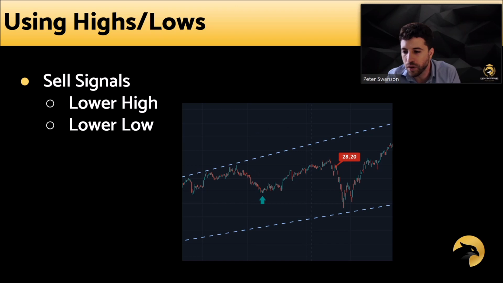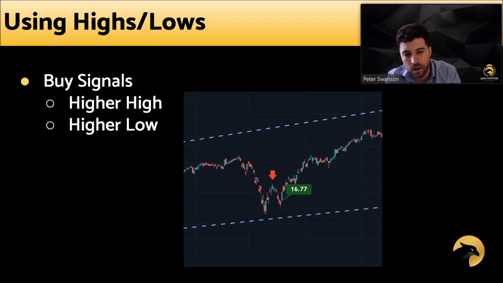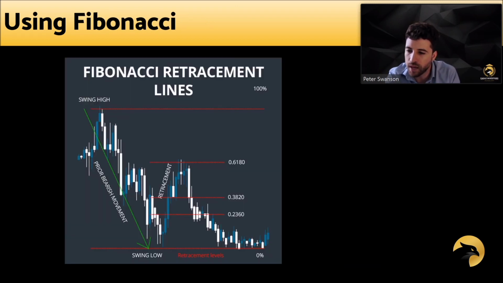And then for your entrance again, you would look for a higher low, and then a higher high. And so here, at this point, we set a higher high, and then here we set a higher low. So you could enter off of strength at that point. So that's examples of using highs and lows.